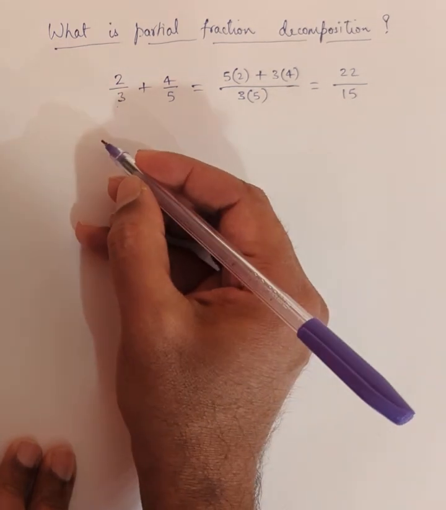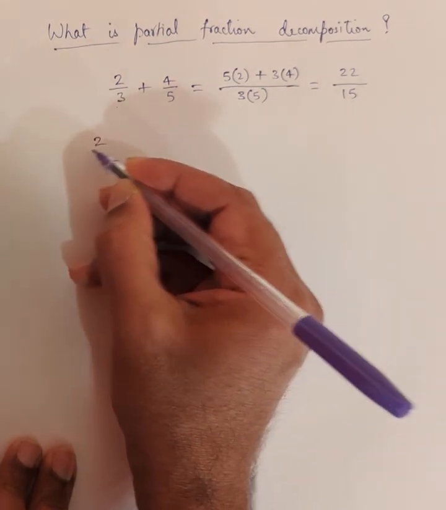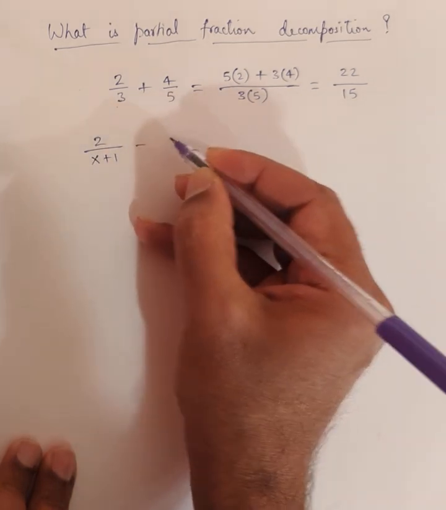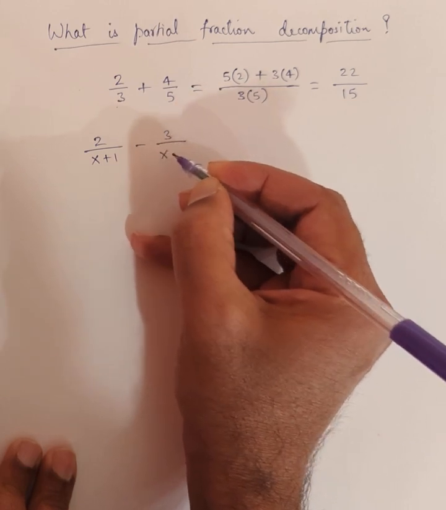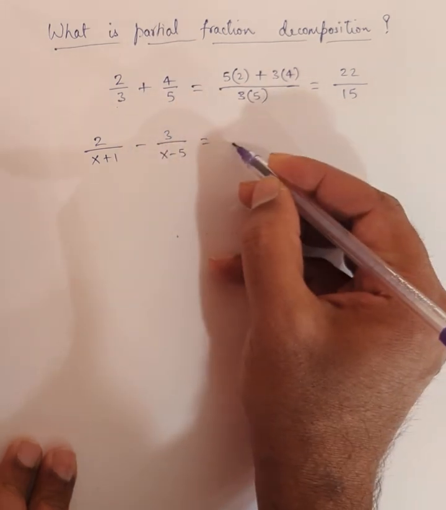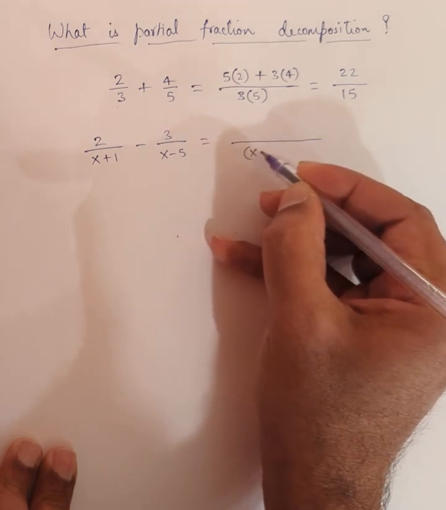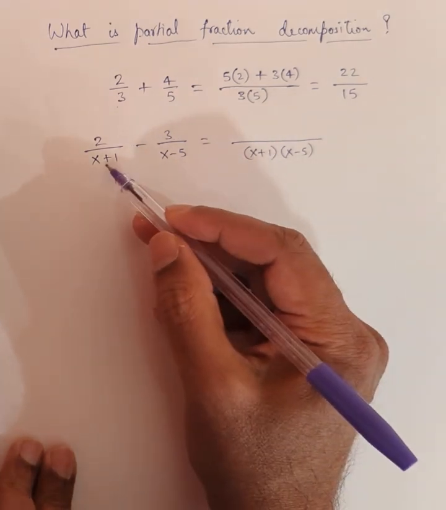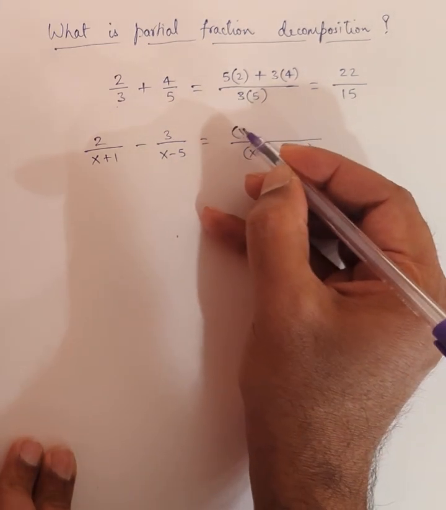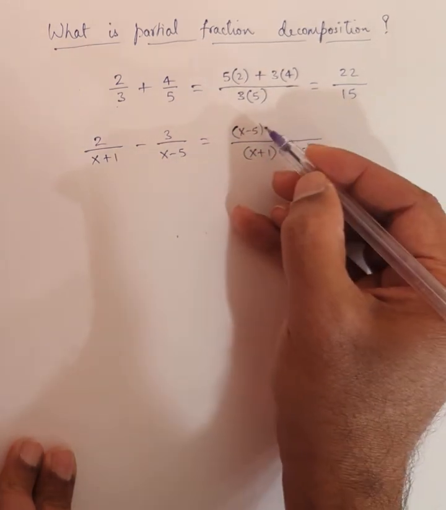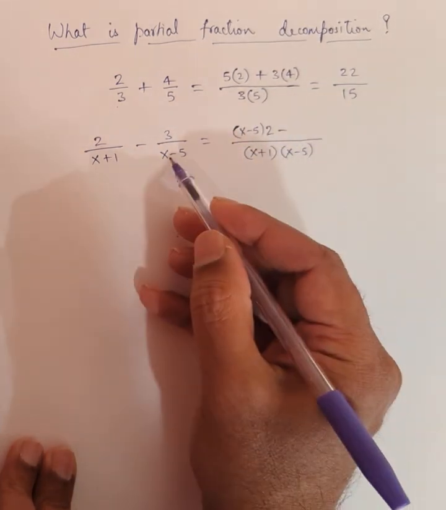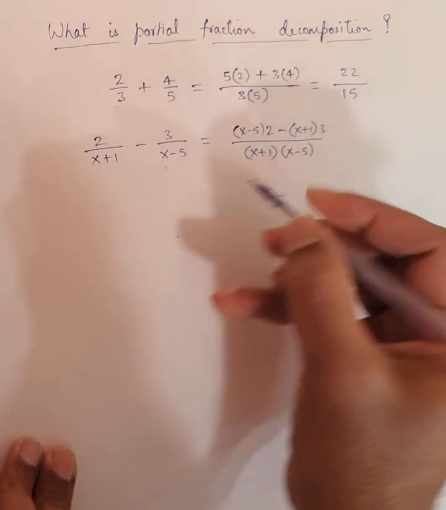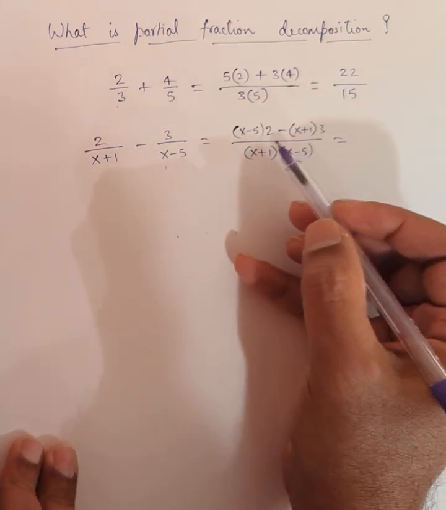Now you can do the same thing if you have, say, two rational functions. So x plus 1 and then say minus 3 over x minus 5. Then you take the common denominator and divide each denominator and write down the result, x minus 5 times 2, and then minus, if you divide this, you get x plus 1 times 3. And you simplify.